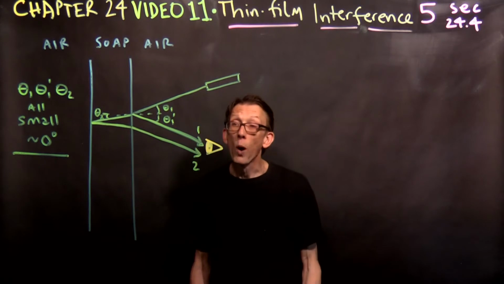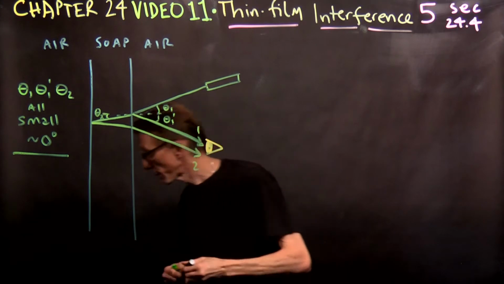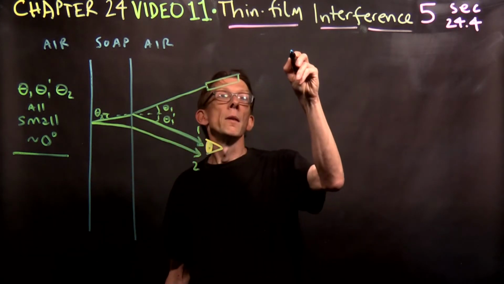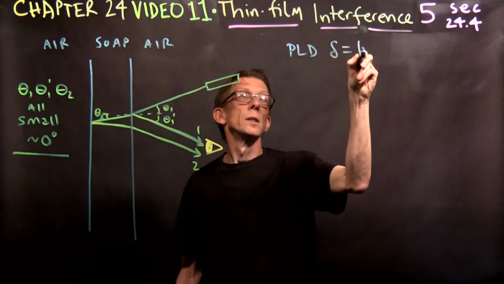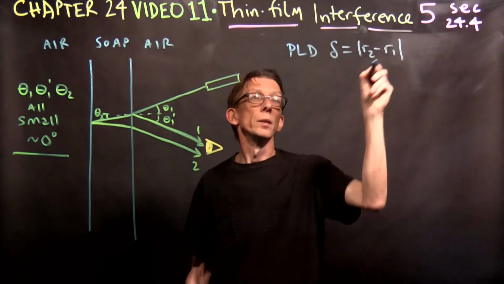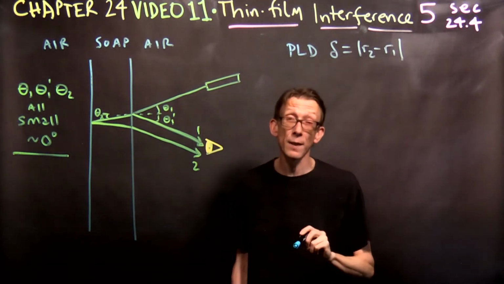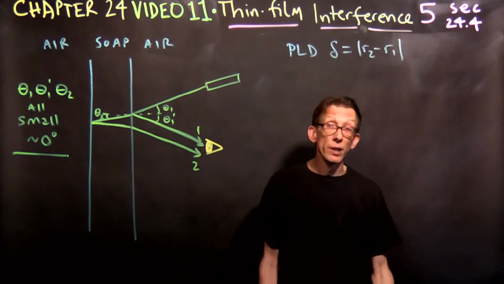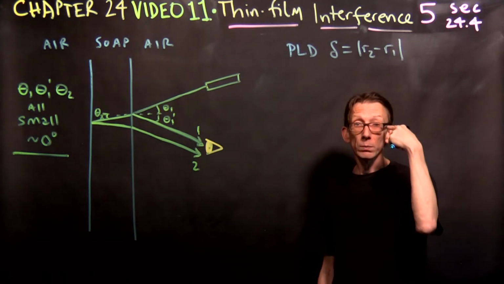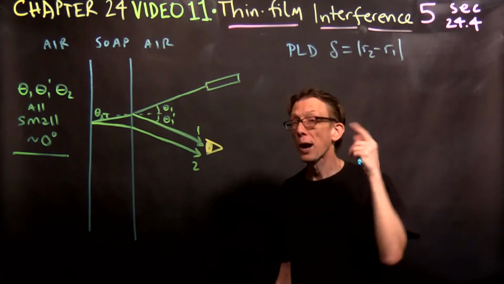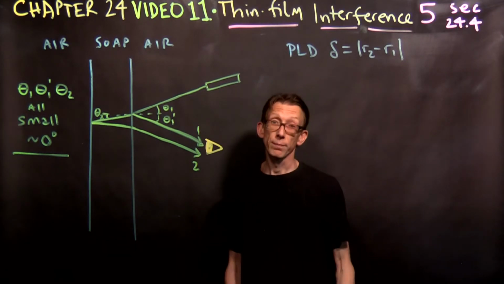Okay, so one ray has traveled further than the other. That is, there is, as there was before, a path length difference delta, R2 minus R1. One ray has traveled further than the other. We last saw path length difference back with Young's double slit experiments. It's the same idea here. Two rays are adding up on your retina, but one of them has traveled further than the other. The difference in the two paths is delta.